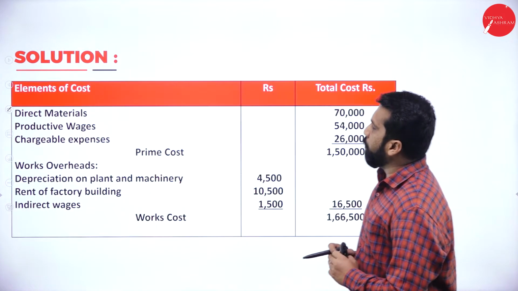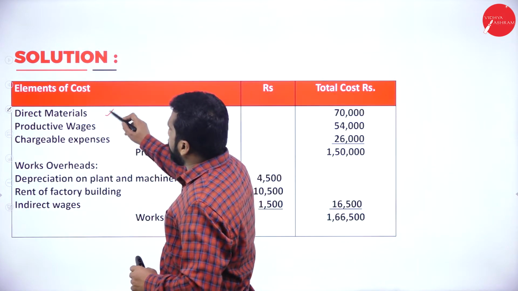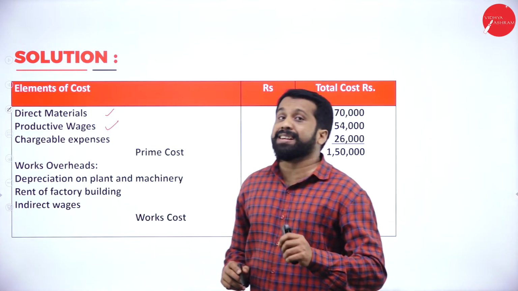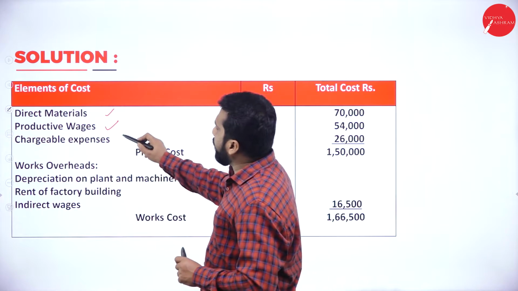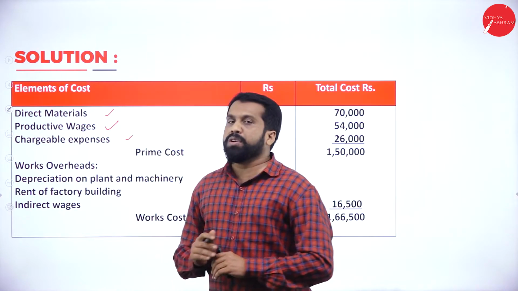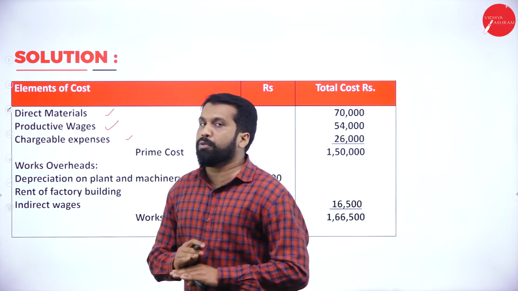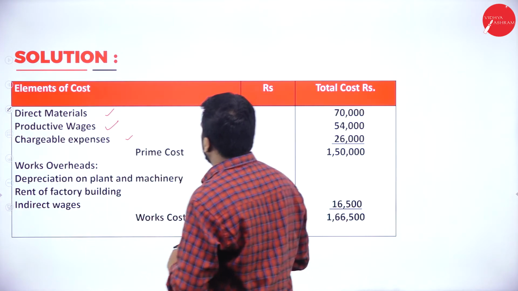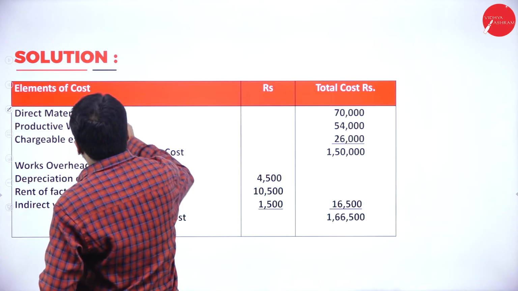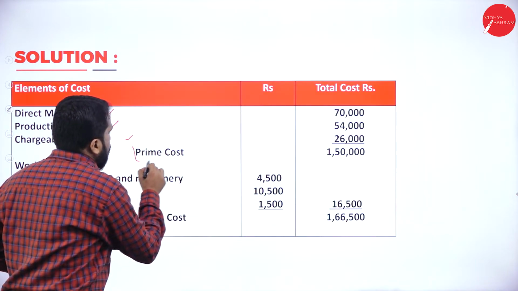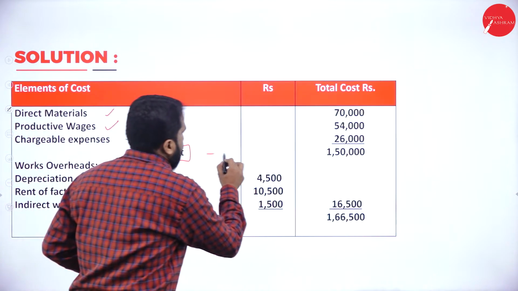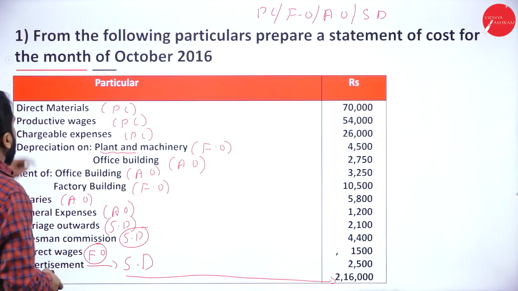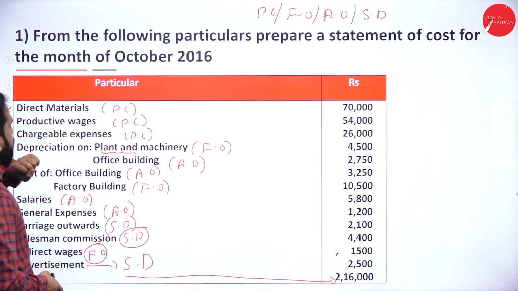Now, first format, direct material, productive wages. Productive wages, it is nothing but direct wages. Now, your chargeable expenses. We don't have carriage, we don't have opening stock, we don't have closing stock of raw material. Now, as per this, add everything. What you will get? You will get prime cost. Clear? I'll go back to your question. Direct material 70,000.